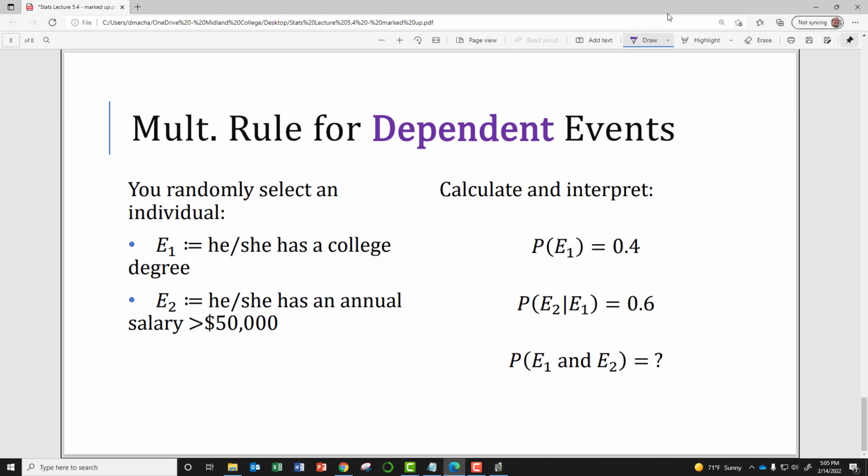Okay, so new example. You randomly select an individual, and we say E1, the event is that they have a college degree, and let's say there's a 40% chance a randomly selected individual has a college degree. And let's say that the probability that they have an annual salary greater than $50,000, given that we know that they have a college degree, is like 0.6. Well, then the probability of both of these being true, so you randomly select an individual with a college degree and an annual salary greater than $50,000, this is just going to be 0.4 times 0.6, which is 0.24. Okay.